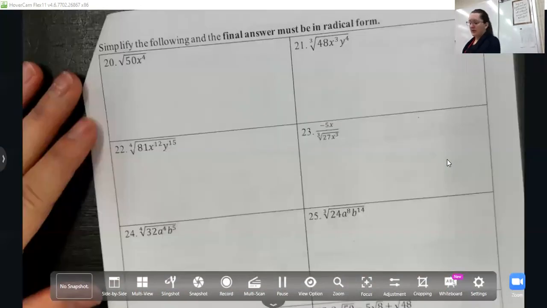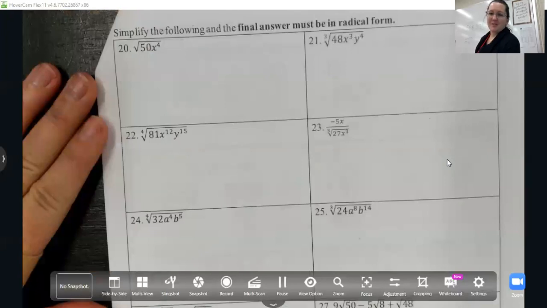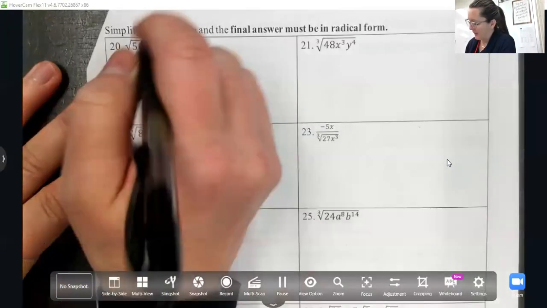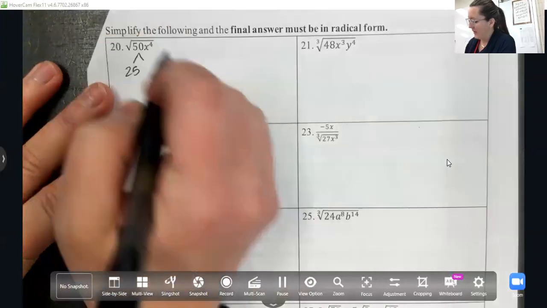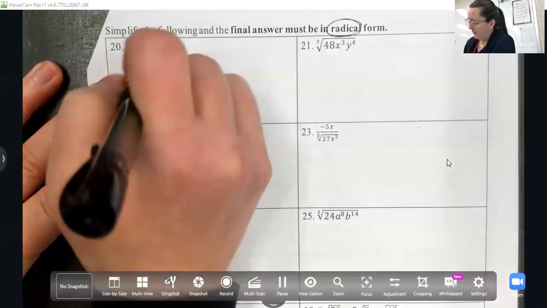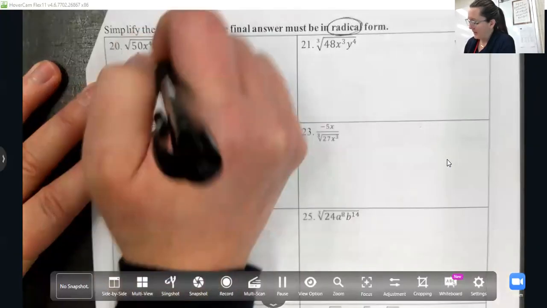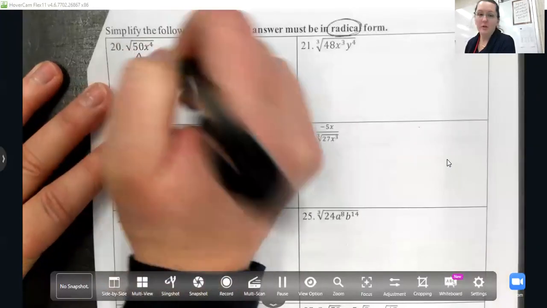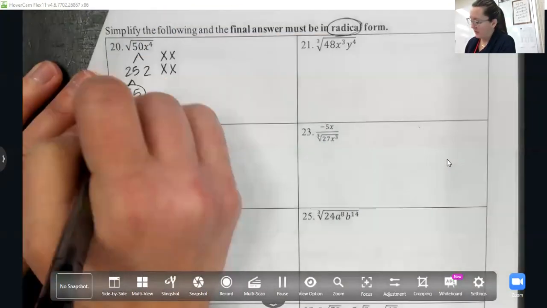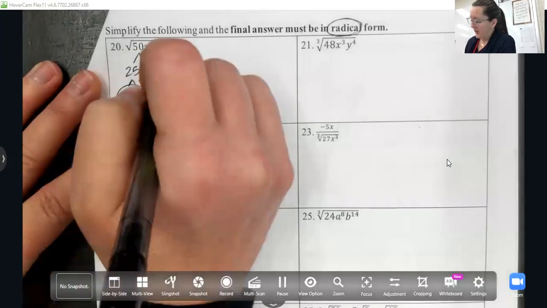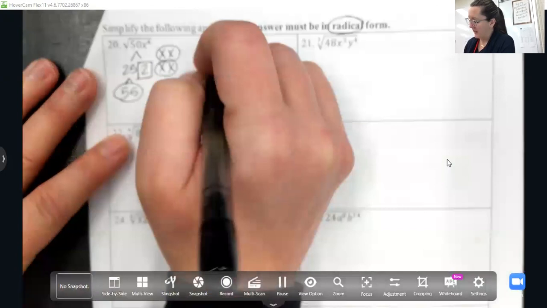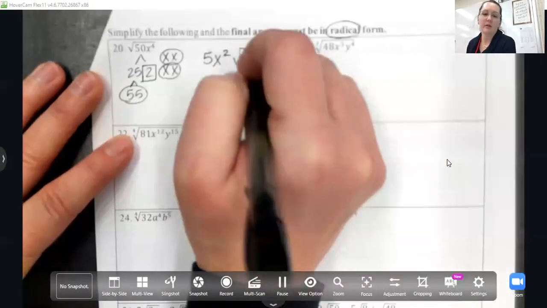All right, last page. This one was on our bingo card. So let's see, we have 25. Now we are simplifying, and it should be in radical form, okay? So we have 25 times 2, 5 and 5, and we have 4 x's. So I'm looking for groups of 2. If there's not a number here, that means you're looking for a 2 because it's squared. So I have a 5. I have 2 groups of x's, and I have a 2 that doesn't have a pair, he stays inside.